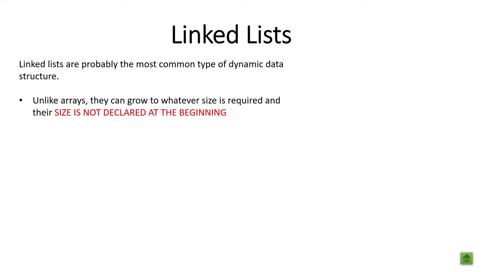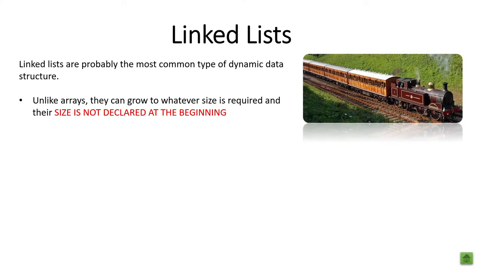Linked lists. Underrated, to be honest, but they're probably the most common type of dynamic data structure. Dynamic means that it can expand and contract; it can change size quite easily. Once you declare an array, you don't normally change the size of the array. It's set all the time. So unlike arrays, linked lists can grow to whatever size required.